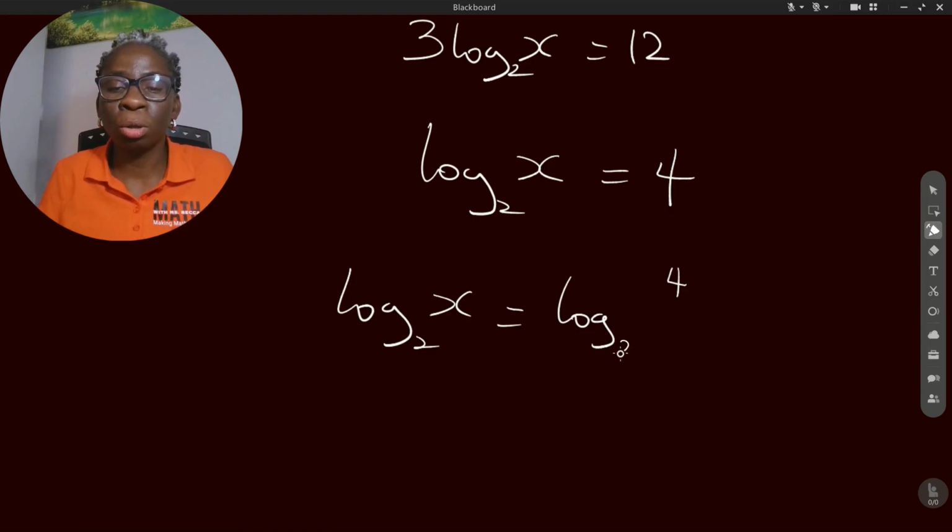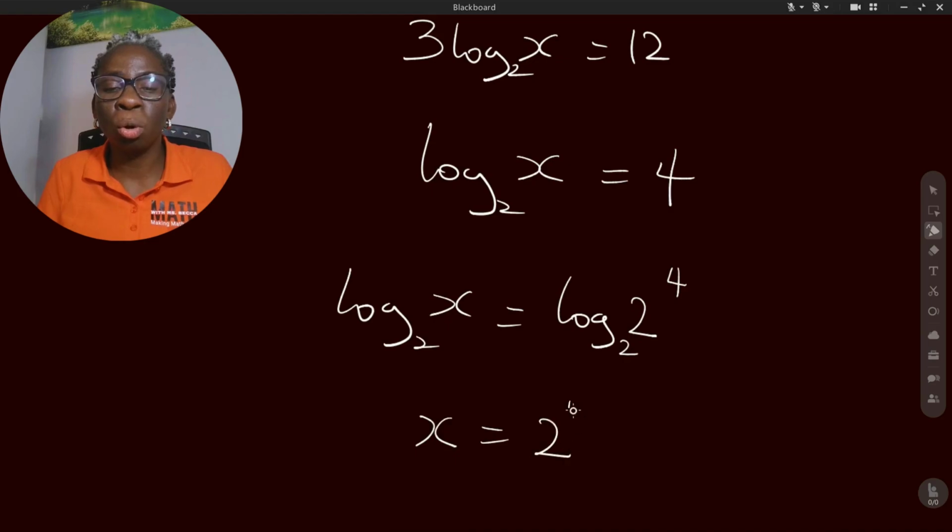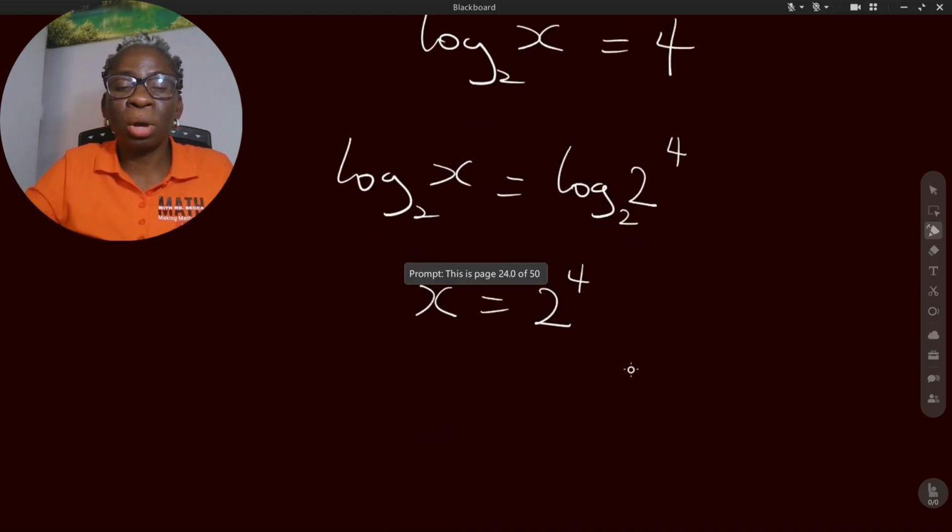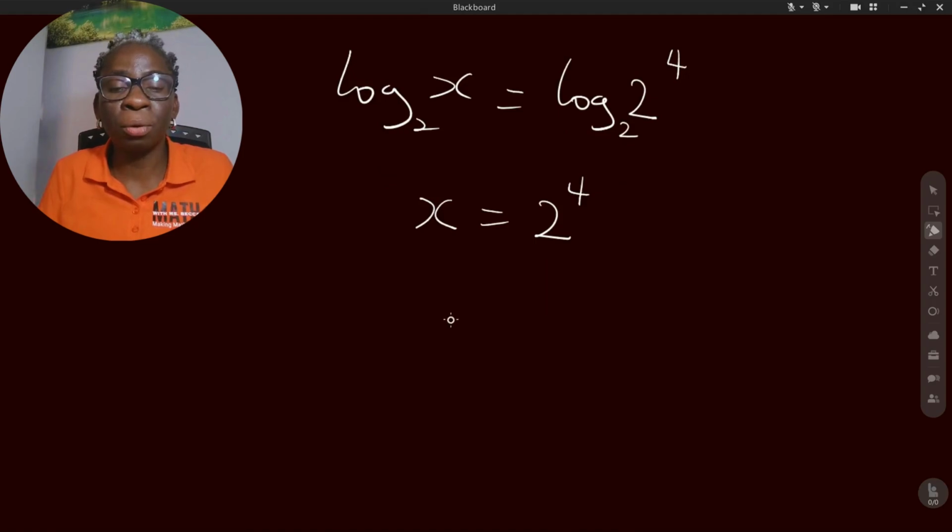So this will be log 2 base 2. Log 2 base 2 is 1. So this will become the power, so that now we cancel out the logs, and then we'll be having x to be equal to 2 power 4. So if x is equal to 2 power 4, that means x is equal to 16.